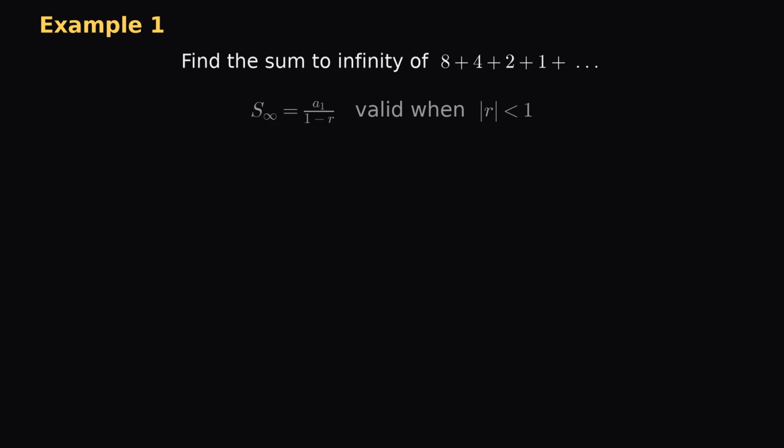Example 1. Find the sum to infinity of 8 plus 4 plus 2 plus 1, and so on. 4 over 8 is a half, so r is a half. That's between -1 and 1, so we're fine. 8 over 1 minus a half. 8 over a half. Dividing by a half is multiplying by 2, so that's 16.